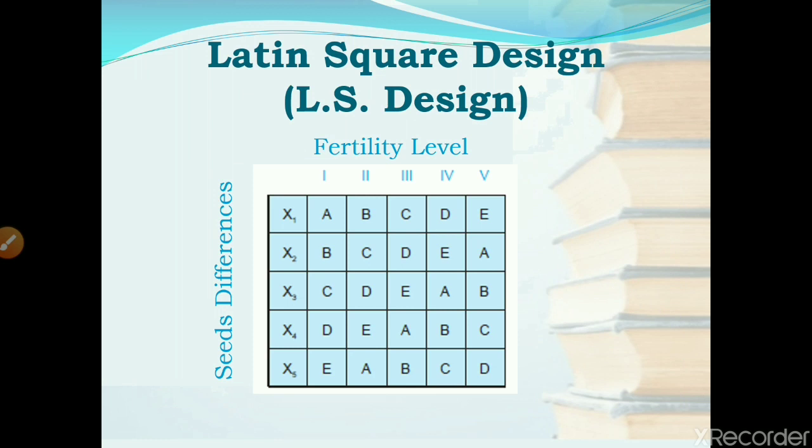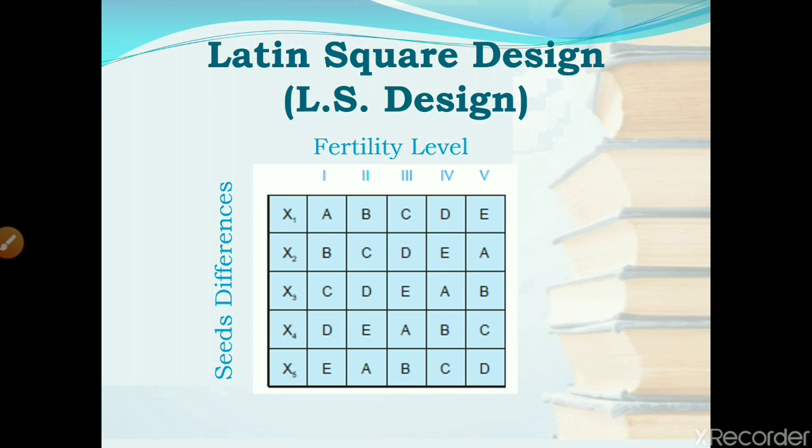Then comes the randomized block design. After that is the Latin square design. It is generally used in agricultural research. For example, an experiment has to be made through which the effects of 5 different varieties of fertilizers on the yield of a certain crop is to be judged.